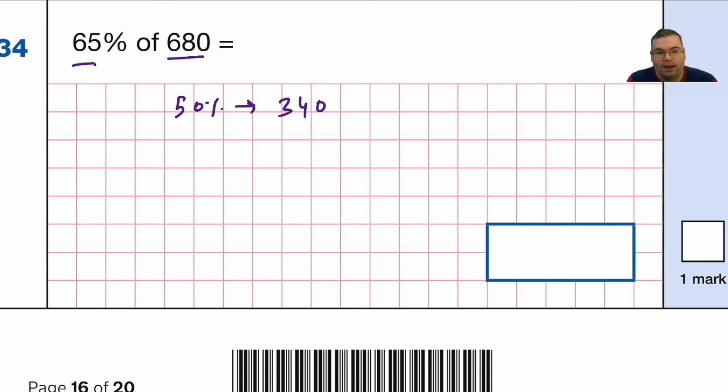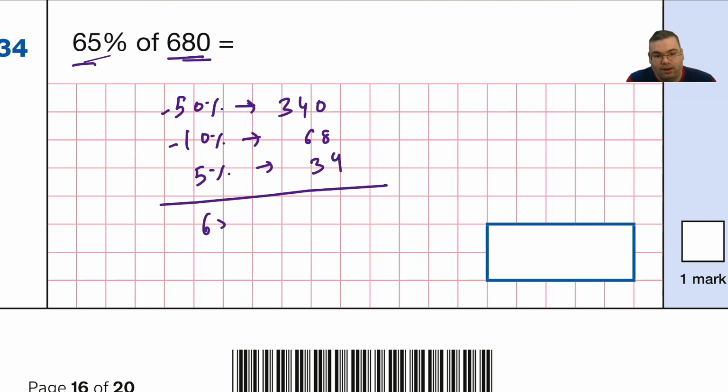And we know that 10% of a number is nothing but you have to divide it by 10. So 680 divided by 10 is 68. So we need to find 65%. So 50% plus 10% is 60%. We further want 5%. So if 10% is 68, 5% is 34. So now let's just add them. 50 plus 10 plus 5, that is 65%.